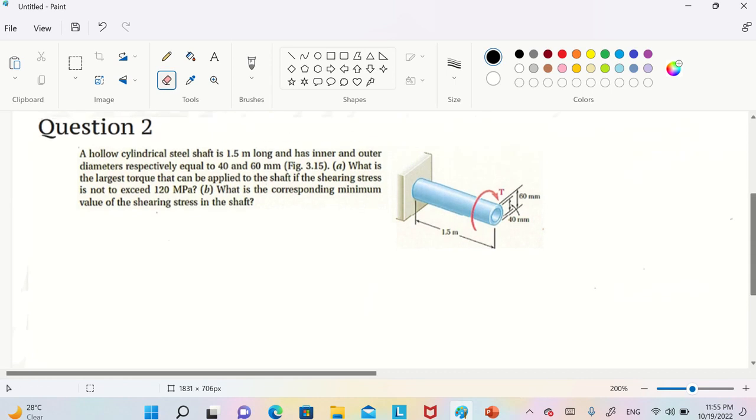The question states: a hollow cylindrical steel shaft is 1.5 meter long and has inner and outer diameters respectively equal to 40 and 60 millimeter. A, what is the largest torque that can be applied to the shaft if the shearing stress is not to exceed 120 megapascal? B, what is the corresponding minimum value of the shearing stress in the shaft?